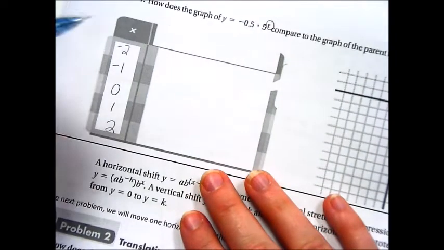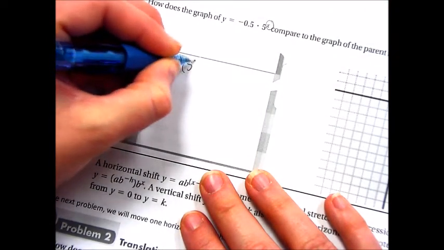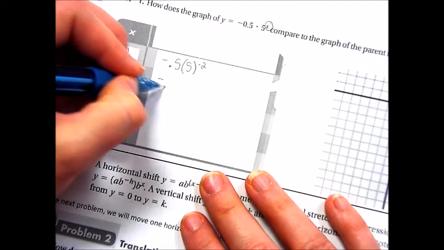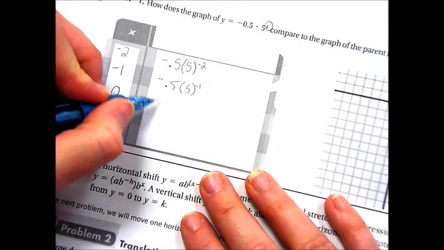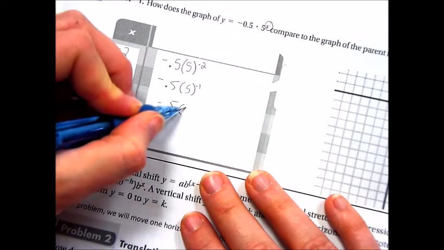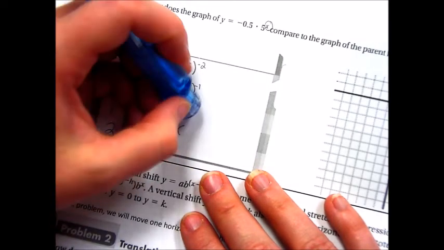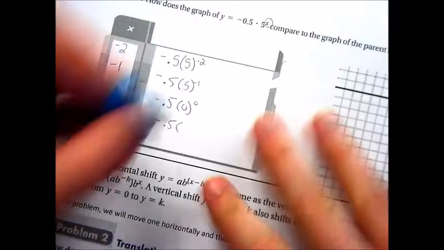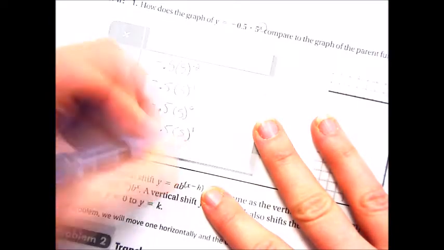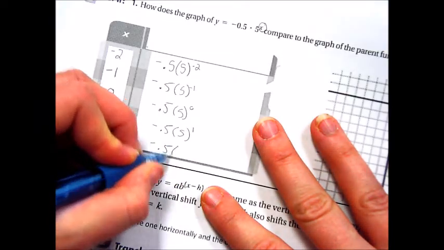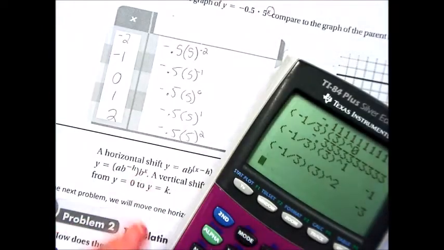So when we plug -2 in, we're going to do -0.5 times 5 to the -2, -0.5 times 5 to the -1, -0.5 times 5 to the 0, -0.5 times 5 to the first, and -0.5 times 5 squared. You're going to plunk those in your handy dandy calculator.